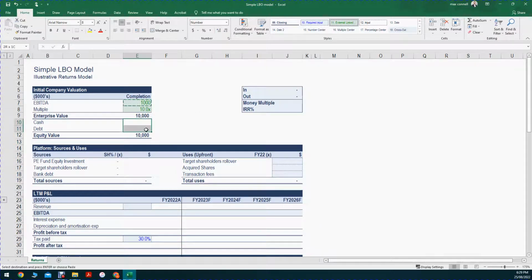Now we also know that this business, when we bought it, has $1 million of cash and $1 million of debt. We're going to write debt as a negative here. So essentially, these two net off, which means there is a net debt amount of 0, which means that the equity amount is the same as the enterprise value. And they're going to leave this in the business.